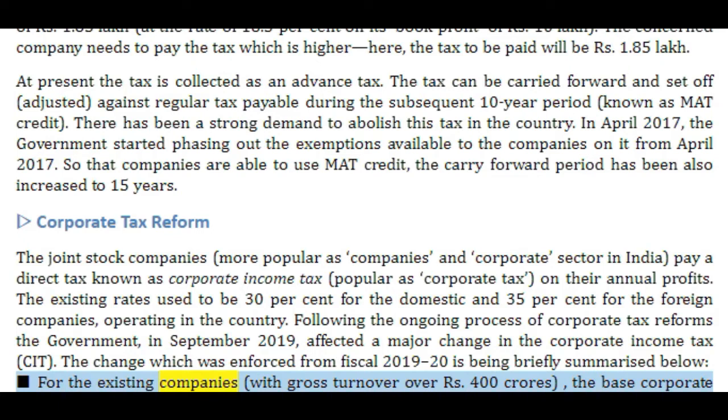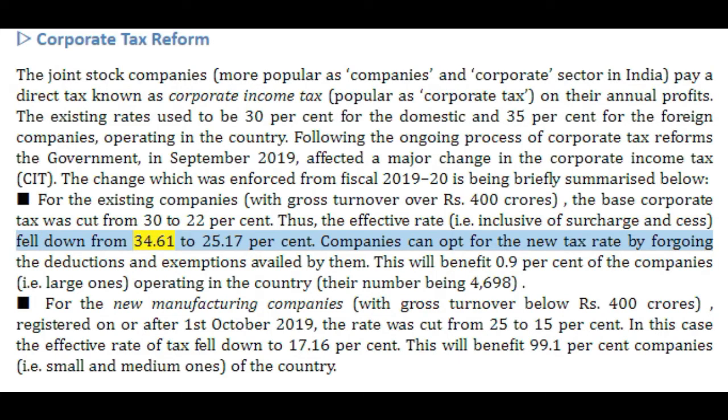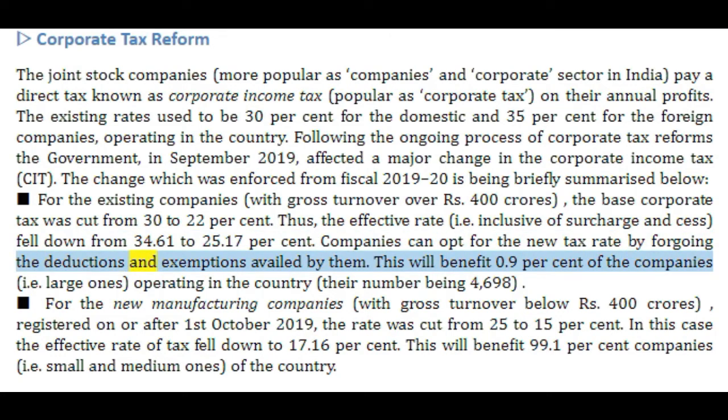For the existing companies, with gross turnover over 400 crores rupees, the base corporate tax was cut from 30 to 22%. Thus, the effective rate, i.e. inclusive of surcharge and cess, fell down from 34.61 to 25.17%. Companies can opt for the new tax rate by foregoing the deductions and exemptions availed by them. This will benefit 0.9% of the companies, i.e. large ones, operating in the country, their number being 4,698.